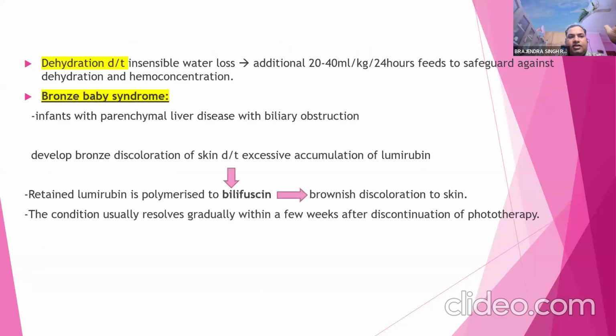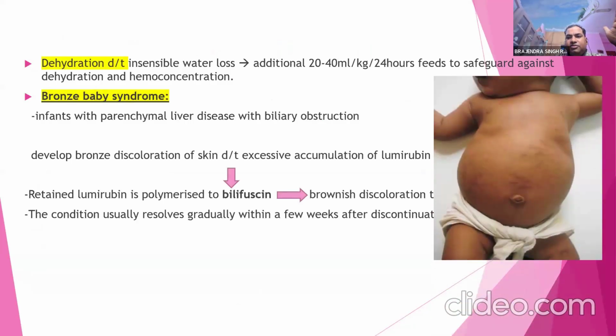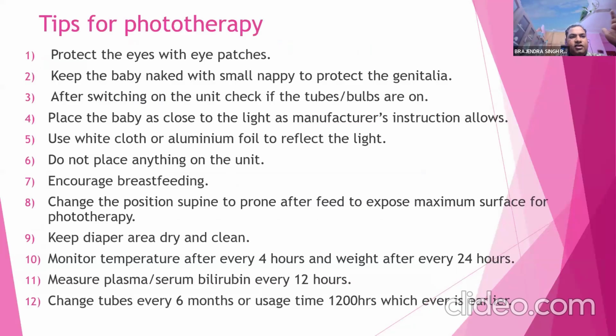And bronze baby syndrome also. And this is a picture of bronze baby syndrome. And now some tips about phototherapy. Protect the eye with eye patches and keep the baby naked with a small nappy to protect the genitalia.